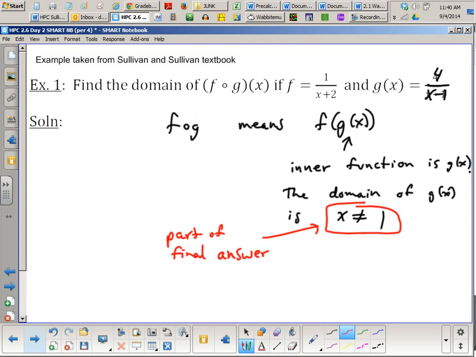We're a little less than halfway done. So this is phase 1. Look at the input function, the inner function, and ask what is the domain. Okay, let's go on to phase 2 of the problem.